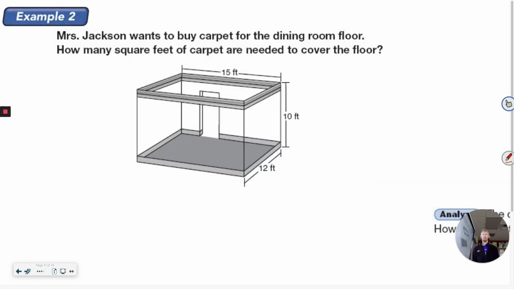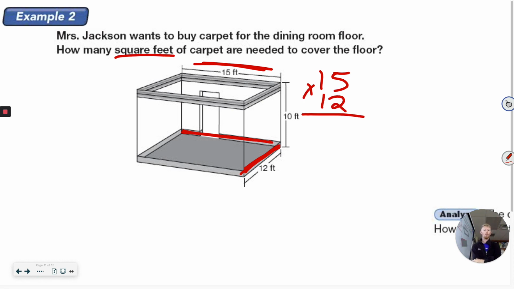All right, Mrs. Jackson wants to buy carpet for the dining room floor. How many square feet of carpet will she need to cover the floor? Kind of gives it away. Square feet. So square is 2. We know that that's area. So I know here it's 12 feet. And if it's 15 feet up here, it's got to be 15 feet down here too. So I have 15 times 12 to find my area.